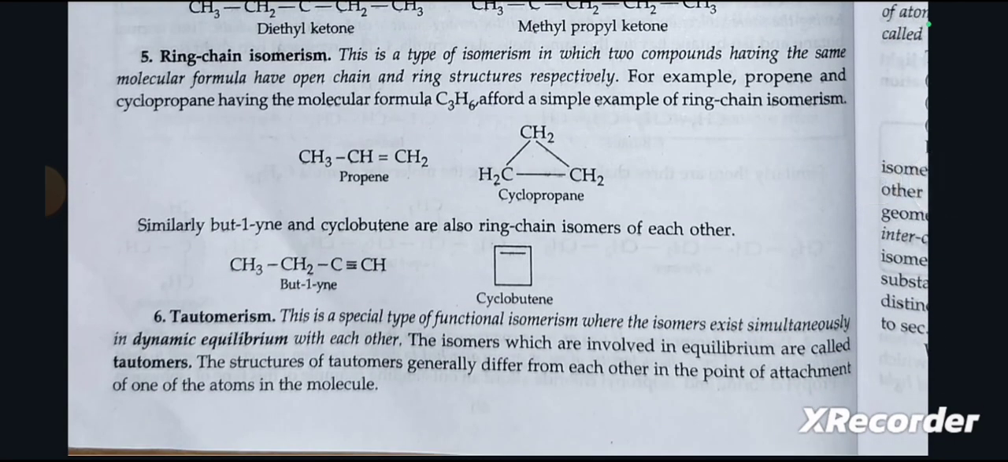Fifth, ring chain isomerism. This is the type of isomerism in which two compounds having the same molecular formula have open chain and ring structures respectively. For example, propene and cyclopropane, having the molecular formula C3H6, afford an example of ring chain isomerism. CH3CH double bond CH2 is propene. CH2, CH2, CH2 in a ring is cyclopropane. Similarly, but-1-yne and cyclobutene are also ring chain isomers of each other. CH3, CH2, C triple bond CH is but-1-yne, and the ring compound is cyclobutene.